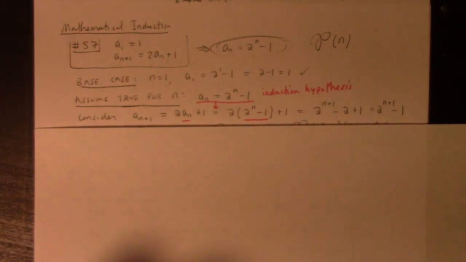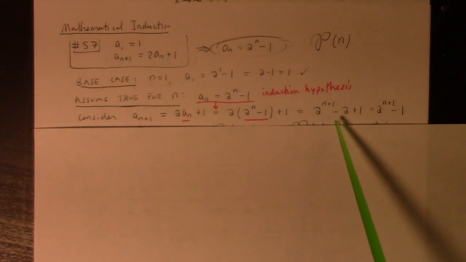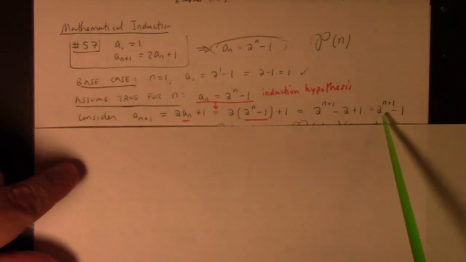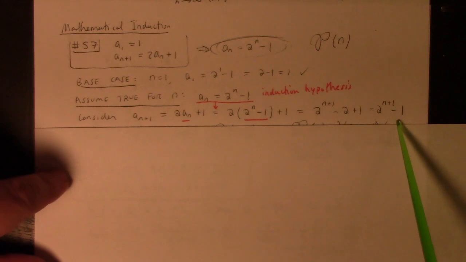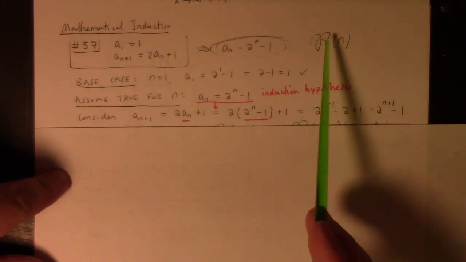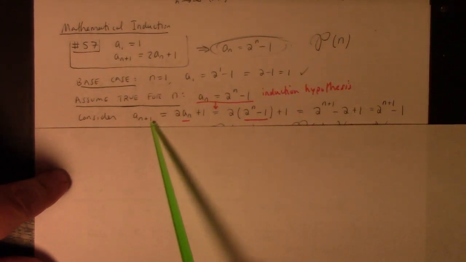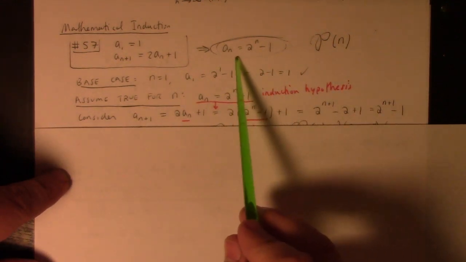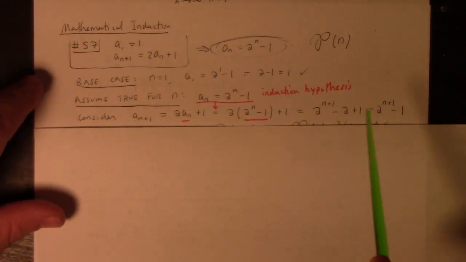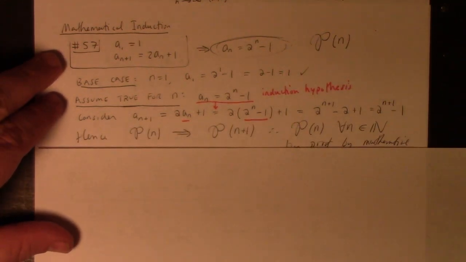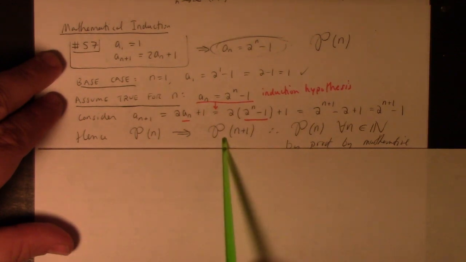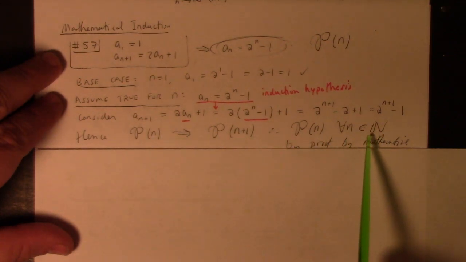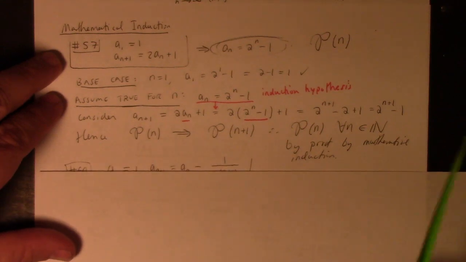All right. Now once I do that, algebra takes over, and I distribute the 2 and use laws of exponents. 2 times 2 to the n is 2 to the n plus 1. Minus 2 plus 1, of course, that's 2 to the n plus 1 minus 1. But hey, check it out. Lo and behold, I've just shown that the claim is true for n plus 1, because a sub n plus 1 is 2 to the n plus 1 minus 1, which is the alleged pattern which holds for the nth term. And so therefore, Pn implies Pn plus 1. Therefore, Pn is true for all n of the natural numbers by proof by mathematical induction.